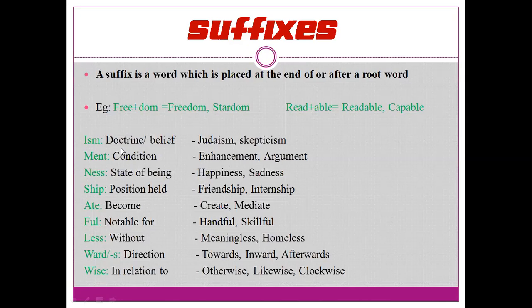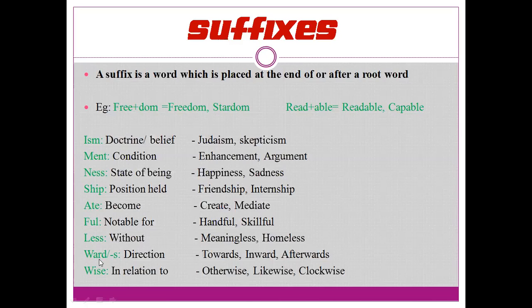Ism means doctrine or belief. Judaism, skepticism we have. Ment means condition, enhancement or argument. Ness means state of being, happiness or sadness. And ship means position held, friendship, internship. What kind of position is that? So ate means become, so create or mediate. Full means notable for, handful or skillful. So less means without, meaningless, homeless.